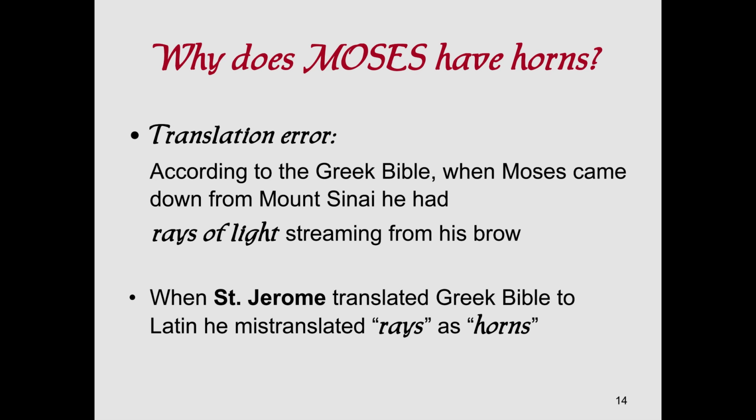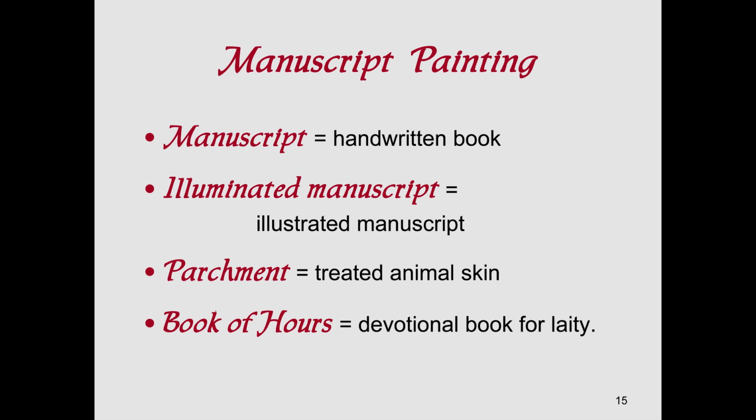Actually, during the Renaissance, humanist scholars learned Greek, and they learned that this was an error, and it's something, for example, that Erasmus of Rotterdam corrected when he created his edition of the Greek Bible. But that's yet to come. At this point, the horns had become an attribute of Moses. If you saw the figure that looked like a prophet with the horns on his head, you knew it was Moses.